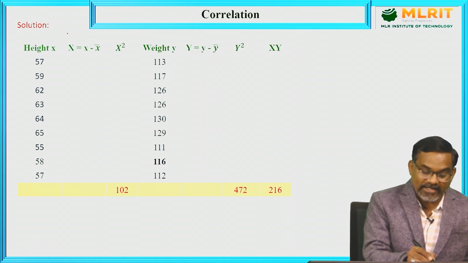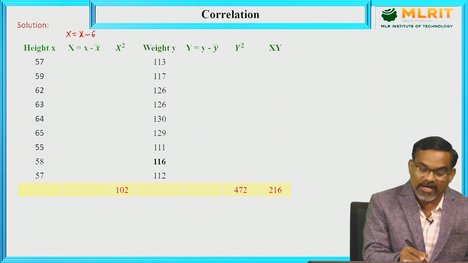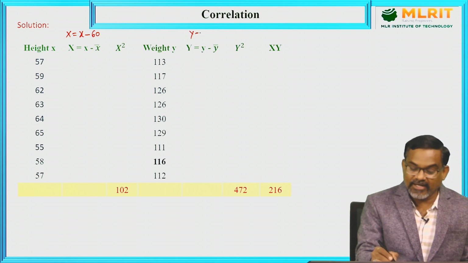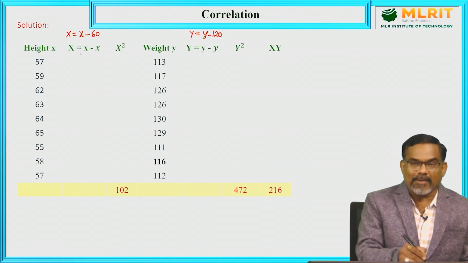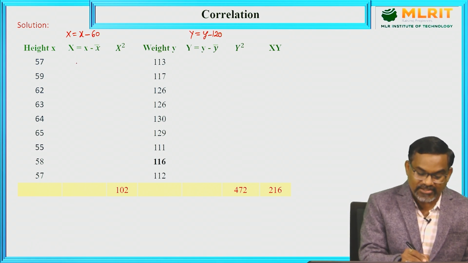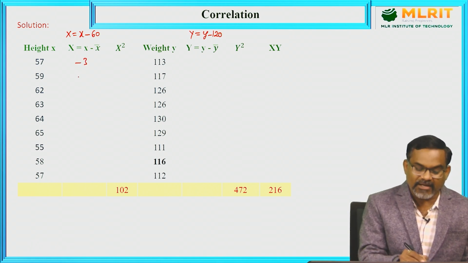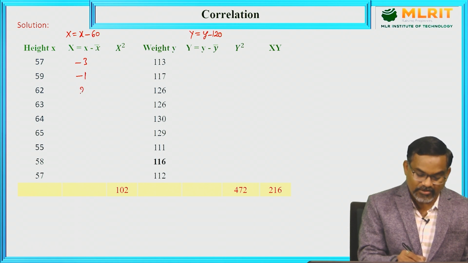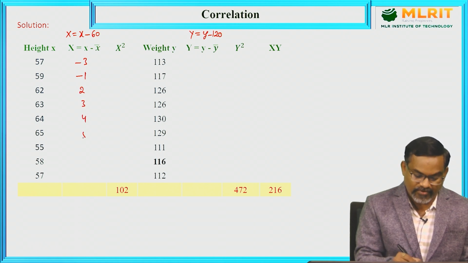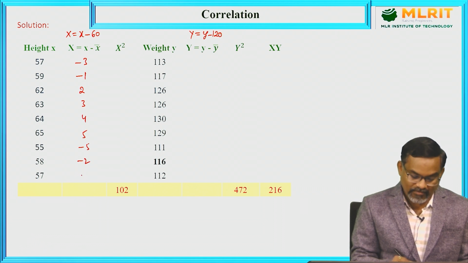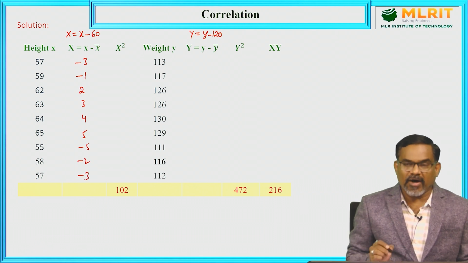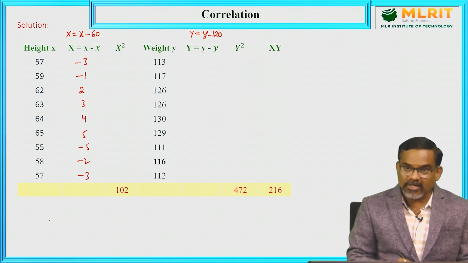Now to find, capital X is small x minus x bar, which is 60, and capital Y is y minus y bar, 120. Let us calculate capital X values. 57 minus 60 is minus 3, 59 minus 60 is minus 1, 2, 3, 4, 5, minus 5 and minus 2, minus 3.